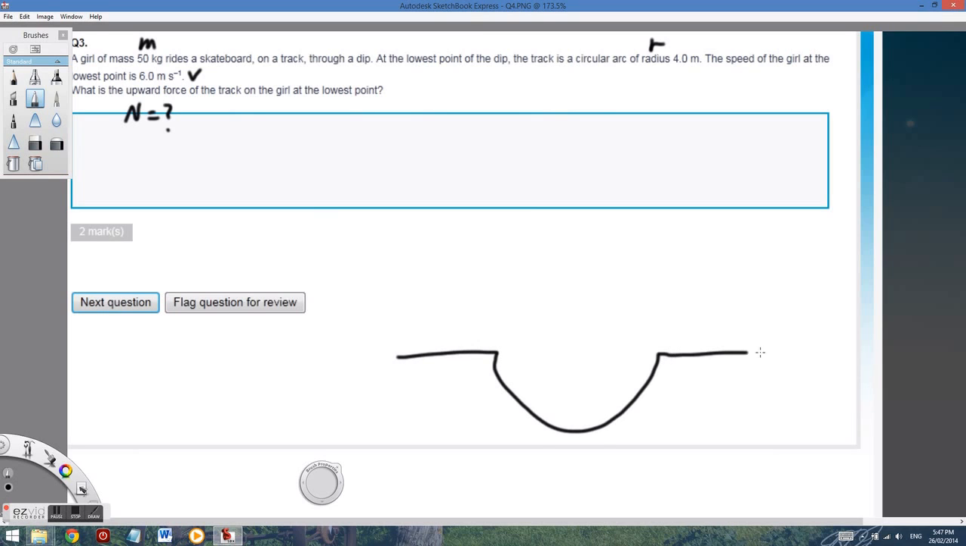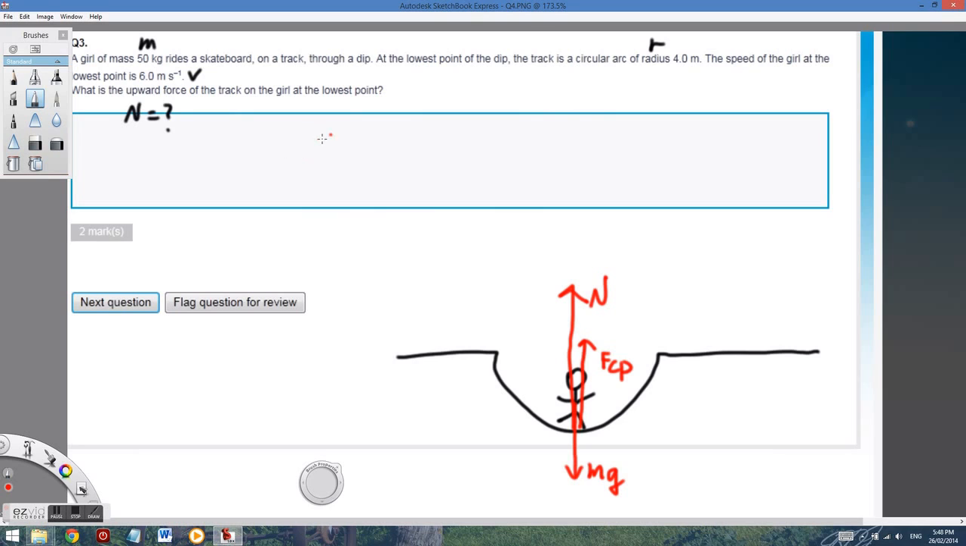So if I draw a diagram now, I have this girl here. Step one, we need to label all the forces. Now I have a gravitational force, mg. I have a normal force going up. Also, I have a centripetal force. Let me label it like this, FCP, towards the center of the circle. Then we need to find the normal force.